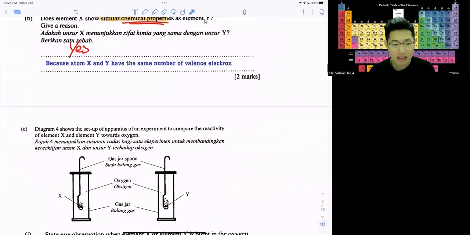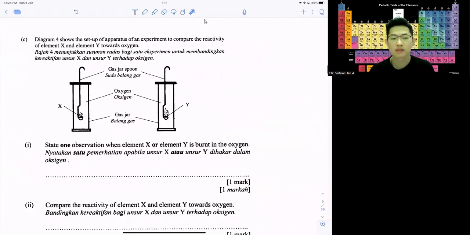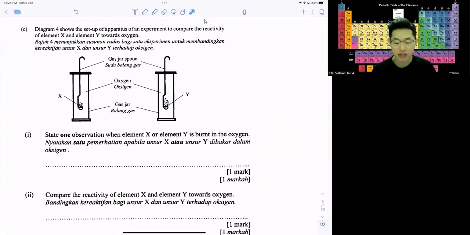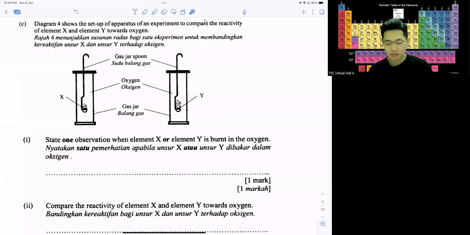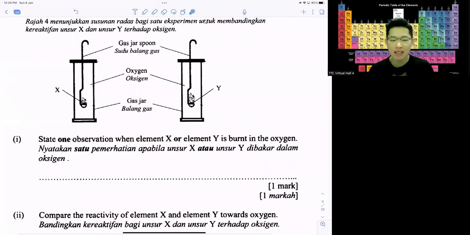Okay, then next. So they show you the experiment to compare the reactivity of group 1 with oxygen. Don't care whether it's with oxygen or with water, you always have to know. State one observation when element X and Y are burned in oxygen. When they are burned in oxygen, they burn with different color of flame.